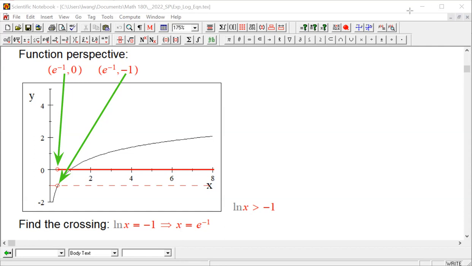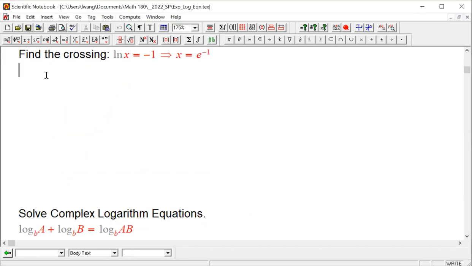So let's work on another one. This should be example number 5. We have an interesting one. Of course, solve for x. And this one should look familiar to you. It's ln x squared less than or equal to ln x squared.